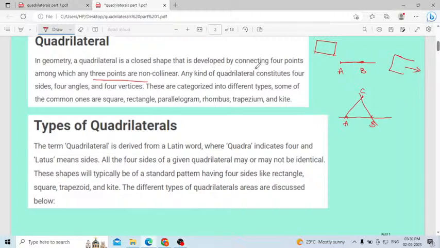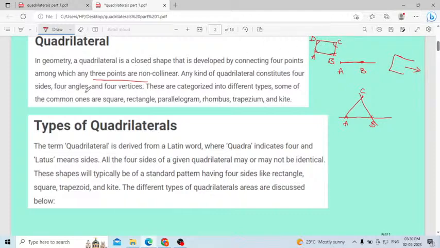This is developed by connecting 4 points. Yes, consider 4 points here, A, B, C, D. These are the 4 points, of which any 3 points are non-collinear points. Okay, then any kind of quadrilateral constitutes 4 sides. Yes, how many sides does a quadrilateral contain? 4 sides, 4 angles. Yes, angles A, B, C, D.